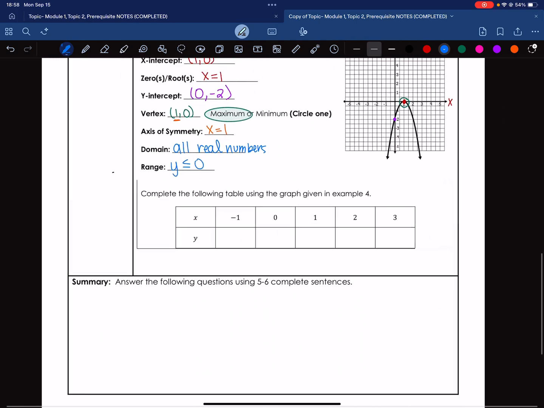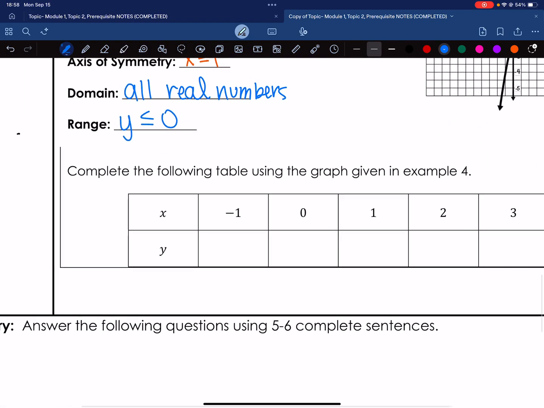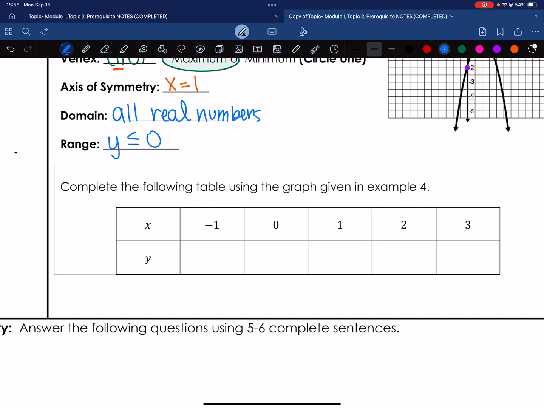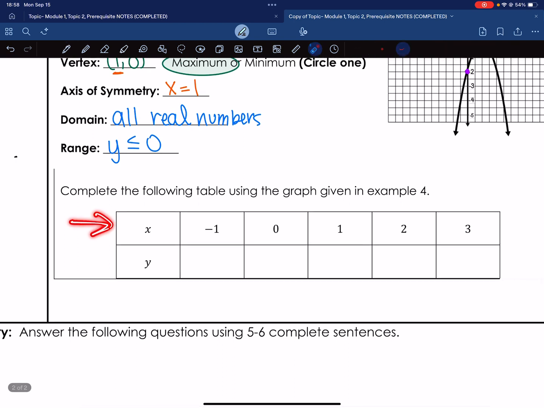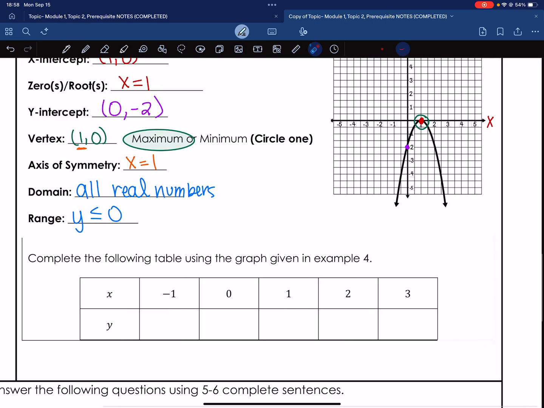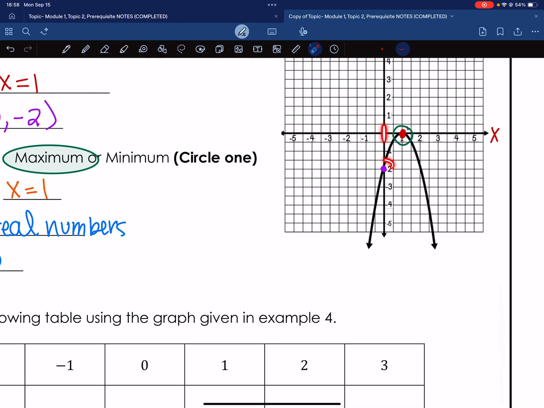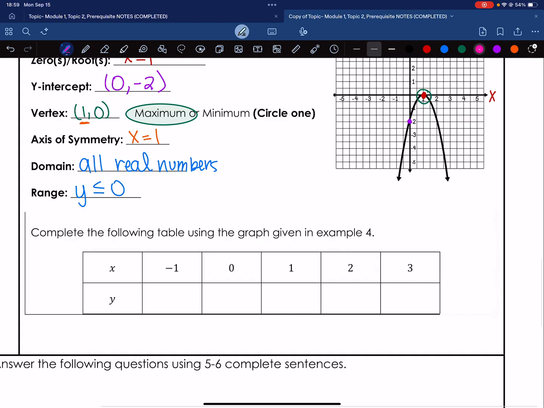Okay, now on this one, we do want to complete the table. So let's look at this. We have our x values and we want the y values that correspond with it. So we're just going to go and look for them on the graph. So at -1, let me zoom in. Here's -1 as an x value, so I'm looking to see where it hits the graph. It kind of goes off the grid, so we'll come back to that one. At 0, well, here's 0. Where does it hit the graph? It hits at -2. So we're going to go ahead and write that in. That was our y-intercept.